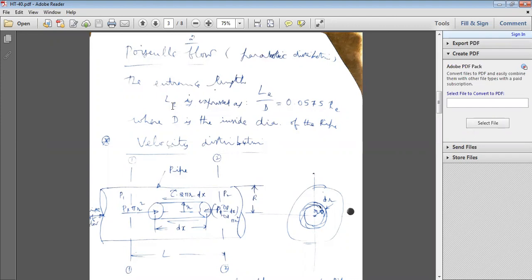The entrance length is LE, E for entrance. How do you find the entrance length? There is a proportion: LE by D is equal to 0.0575 Re, where LE is the entrance length, D is the diameter of the tube or pipe, and Re is the Reynolds number. So you find the entrance length LE by multiplying 0.0575 Re, the Reynolds number, by the diameter of the pipe.